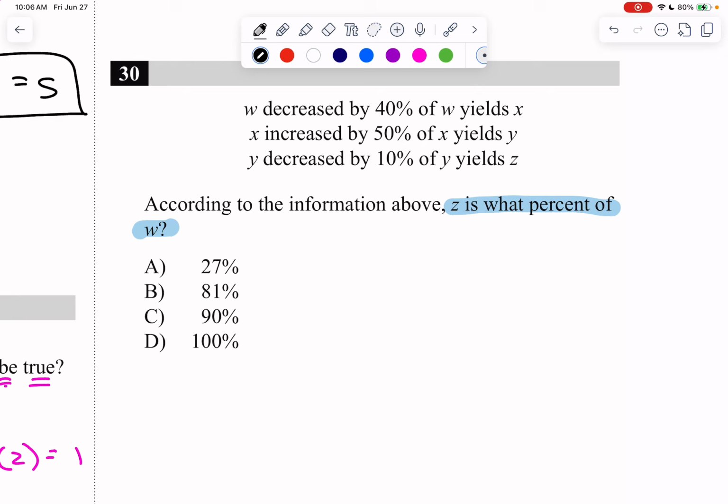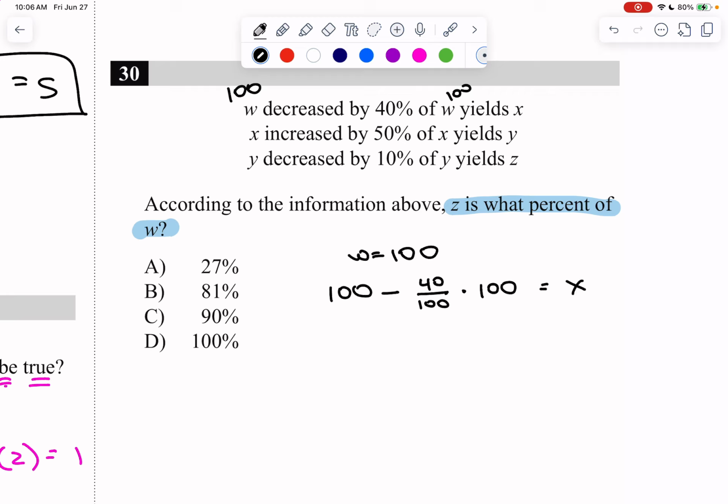Now my W, I'm gonna pick anything I want in the world. I'm not gonna pick 3, because finding 40% of 3 sounds a little bit annoying. Much, much better. Let's pick 100. 100 is always great to use for plugging in with percents, because percents are always out of 100. So if my W is 100, I'll take my 100. I'll decrease it by 40% of, which is multiplication, my W, which was 100, and that will yield or equal my X.